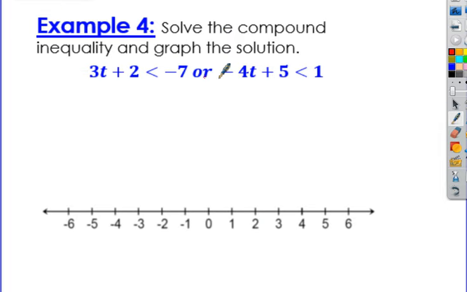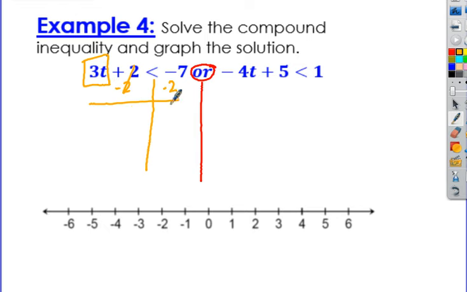Or statements are actually easier because, like I said, you graph them separate, which means you can solve them separately. So they're going to be 2 different equations, and I'm just going to solve them as different equations. I'm going to start with this one. Well, if I'm trying to get t by itself, I would subtract 2. 3t is less than negative 9, divide by 3, divide by 3, t is less than negative 3. I divided by a positive number so I didn't have to flip my sign.